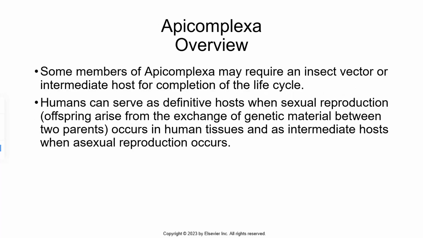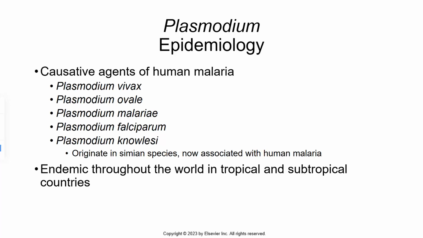Some of the members of Apicomplexa may require an insect vector or intermediate host for completion of the life cycle. Humans can serve as a definitive host when sexual reproduction, where offspring arise from the exchange of genetic material between two parents, occurs in human tissues, and as intermediate hosts when asexual reproduction occurs.